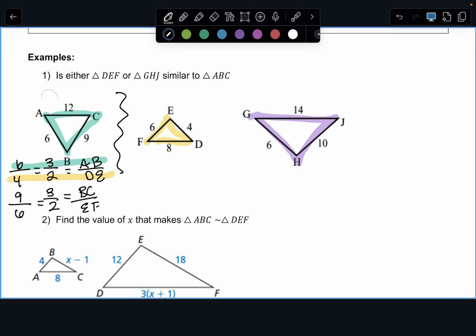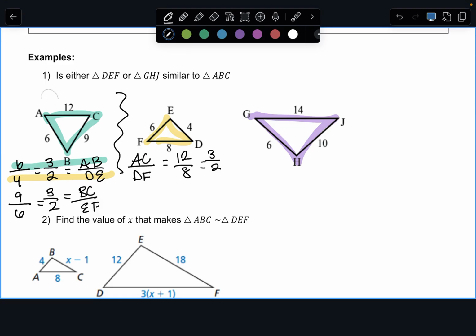Last one we need to check is the biggest side. That's AC over FD. So my biggest side over here is 12. Over here it's 8. So I'm going to put those in a ratio. What can 12 and 8 both be divided by? 4. And I would get 3 over 2 again.